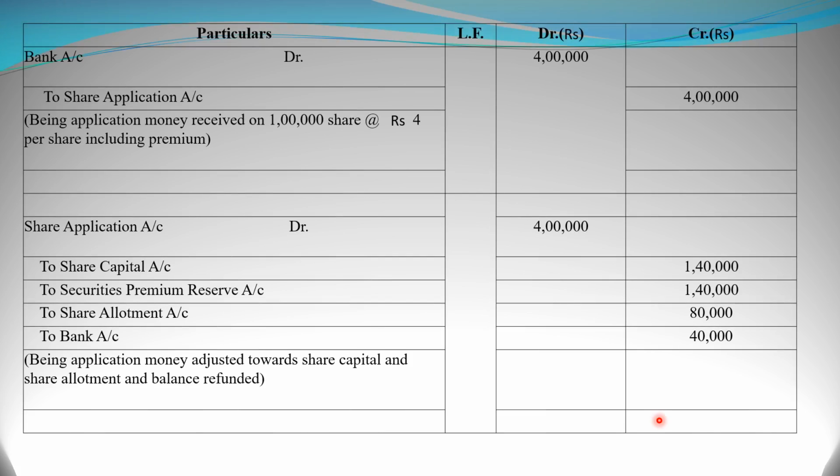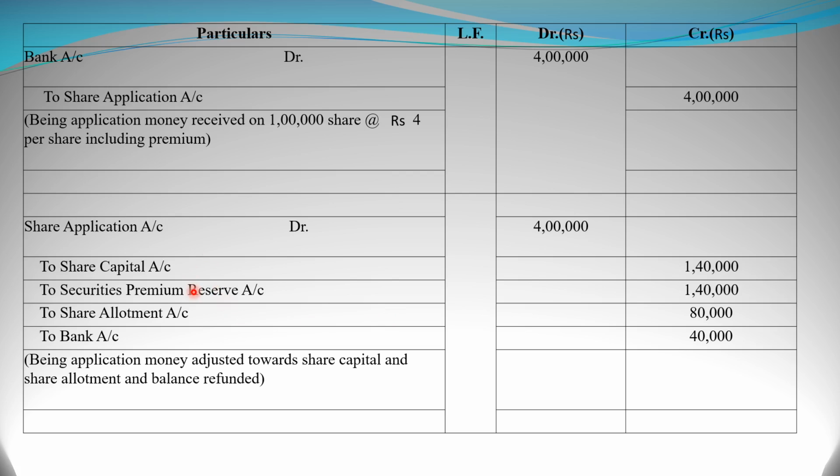First entry, that is the receiving entry: bank account debit to share application, number of shares that is 1 lakh, and per share application money 4, so therefore 4 lakh. Now out of that 1 lakh, 10,000 refunded, so application to bank, 10,000 into 4, 40,000. Another 20,000 adjusted, so application to allotment, 20,000 into 4, that is 80,000.